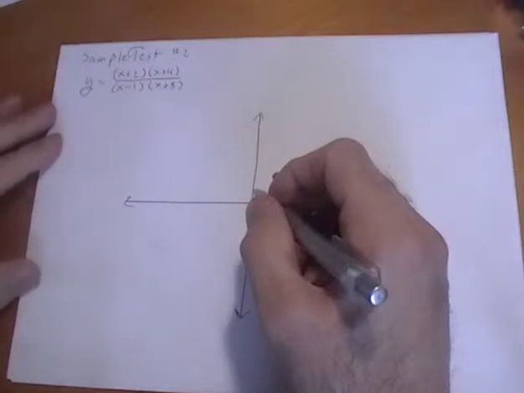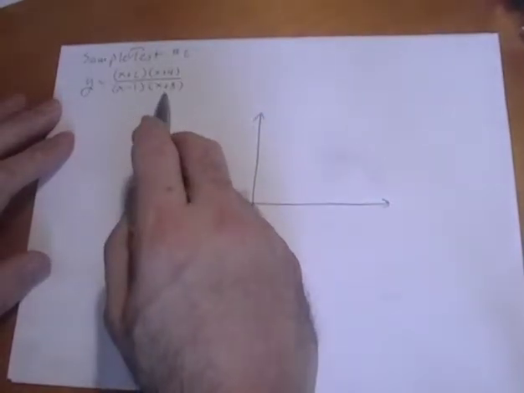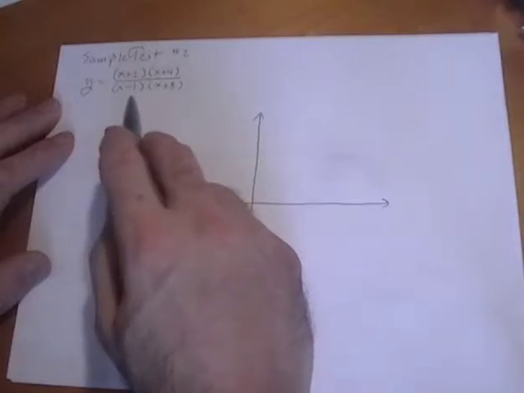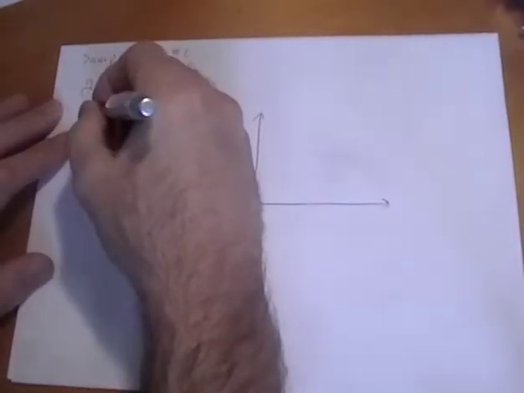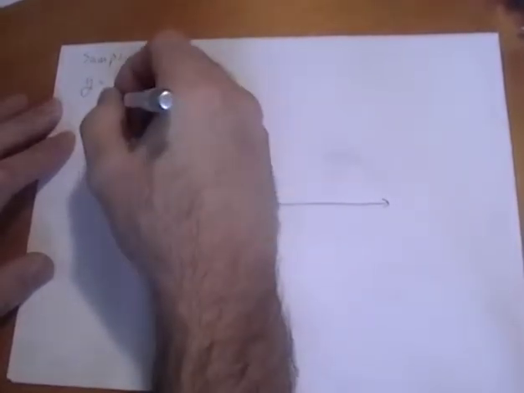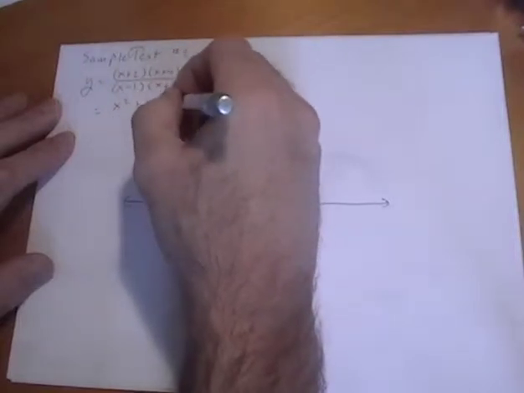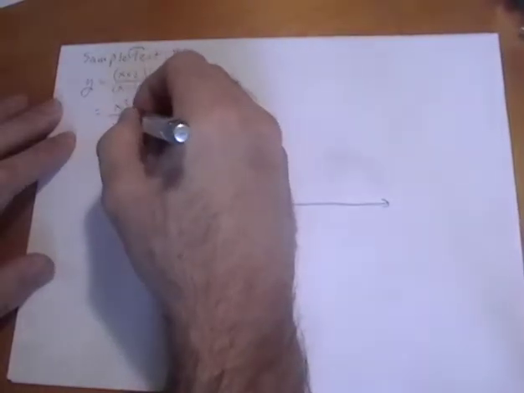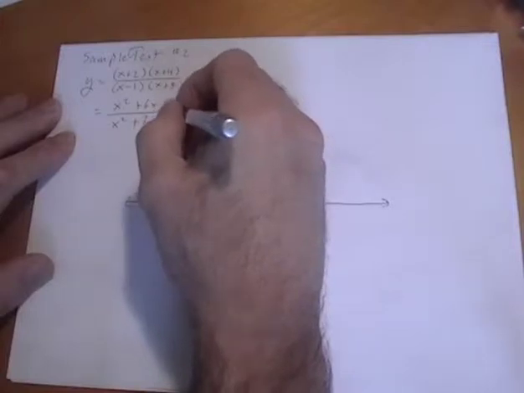Problem 2, a rational expression. I've given it in factored form, and much of the information can be told from factored form, but expanded form also gives us some information. So I'm going to multiply these out. The top would be x squared plus 6x plus 8. The bottom would be x squared plus 7x minus 8.